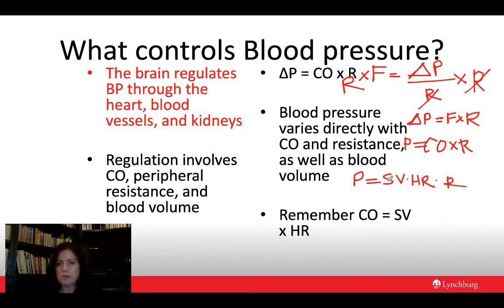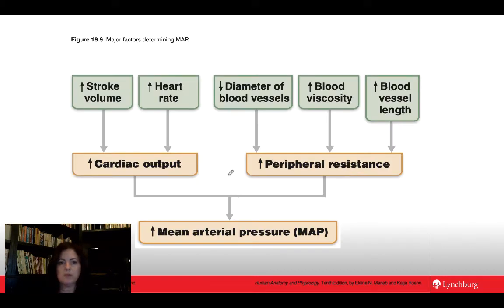So this is what we see here. Basically, these all have direct relationships to pressure. So if any one of these is going to increase, our pressure is going to increase, right? So that's what we see here. This is out of your Marieb textbook. And here's our mean arterial pressure.